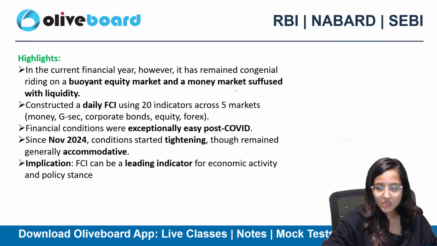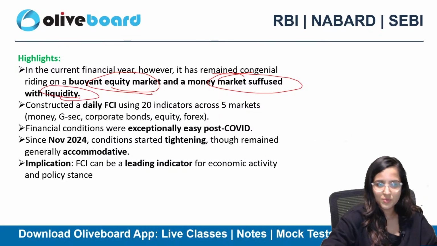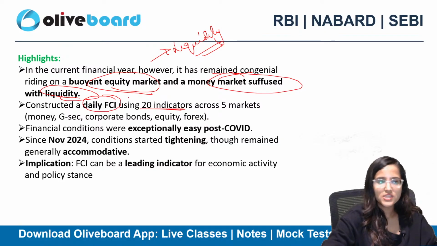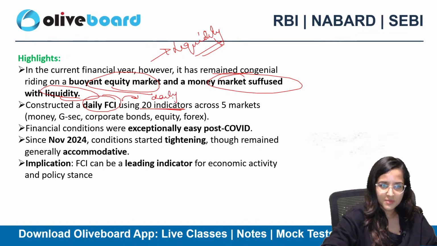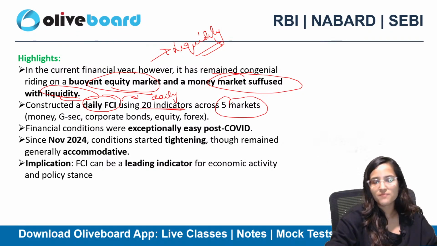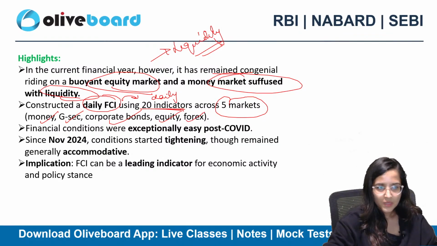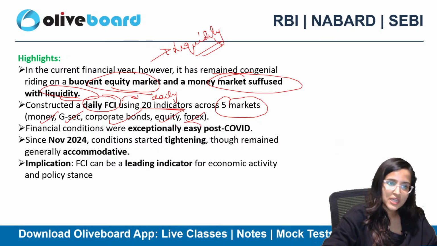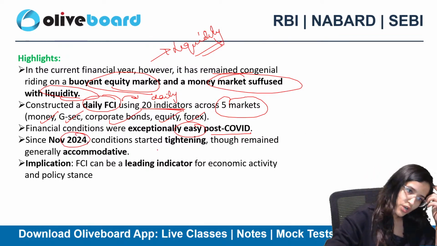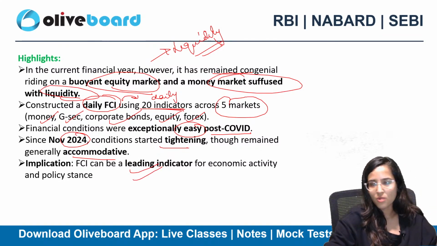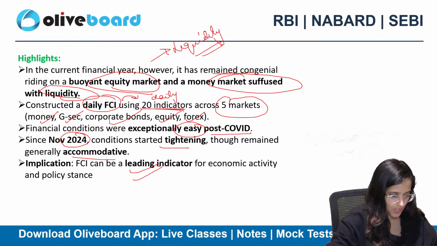Then, in the current financial year, it remained congenial, riding on a buoyant equity market and a money market suffused with liquidity. So, basically, our liquidity conditions are in surplus right now. Okay, so a daily FCI was constructed using 20 indicators. This FCI is done on a daily basis, and 20 indicators have been used across 5 markets: the money market, government security market, corporate bond market, equity, and forex market. Fine, and financial conditions were exceptionally easy post-COVID. Since November 2024, conditions started tightening, though remained generally accommodative, and FCI is a leading indicator for economic activity and policy stance. Okay?